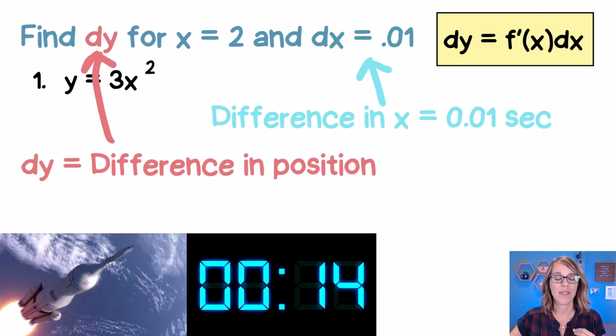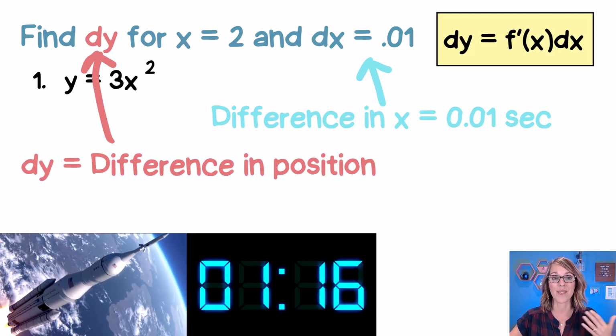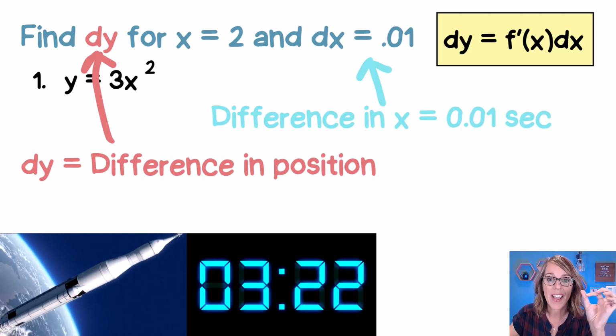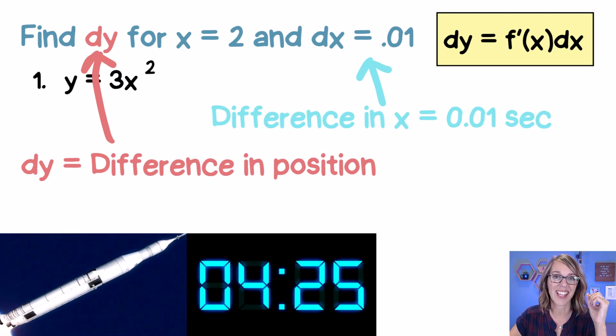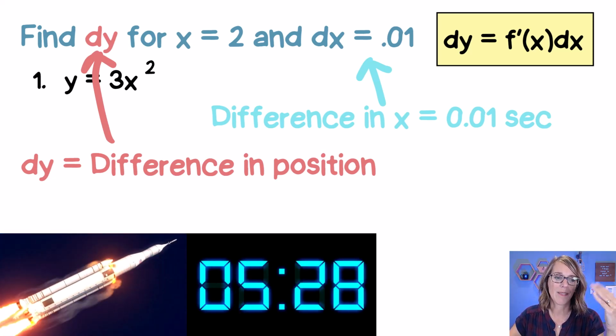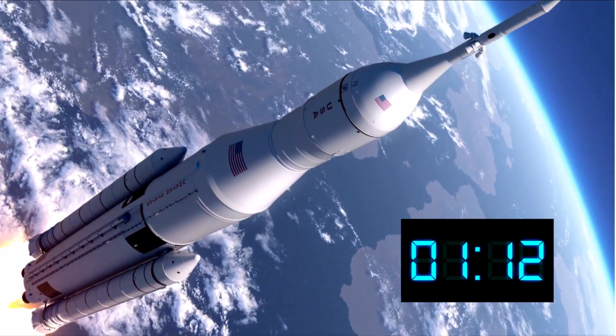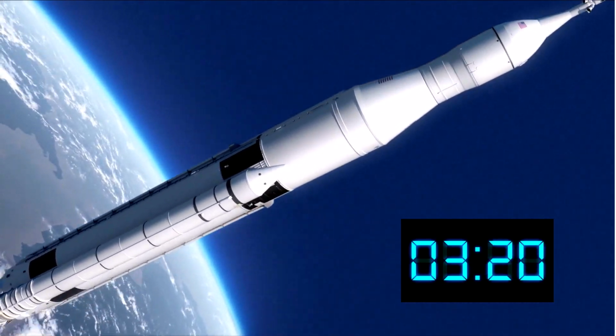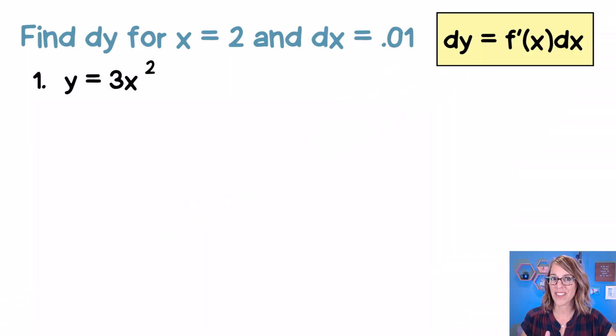Let's say the outcome of this function is the path of a rocket ship. So whenever we increase time by 1/100th of a second, we are changing the path. But that change in path is going to depend on where we are in terms of time, in terms of that domain. Let's do the math on this one.